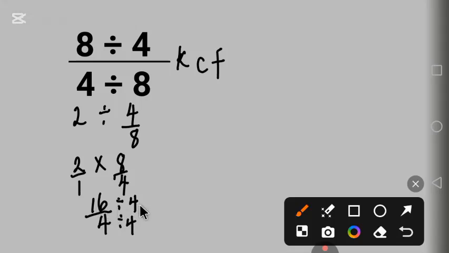16 divided by 4 will give us 4. And then 4 divided by 4 will give us 1. So 4 over 1 is the same thing as 4. So this is the final answer. The answer to this question is not 1 but what? 4.